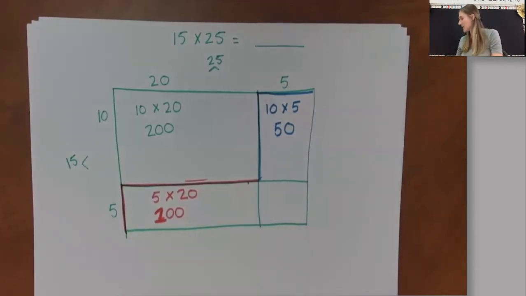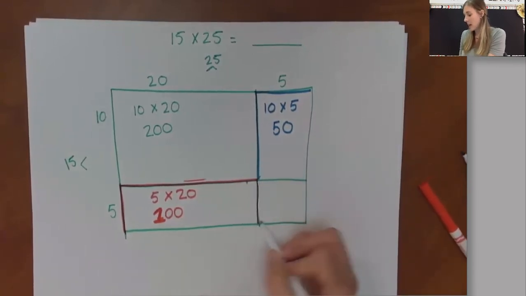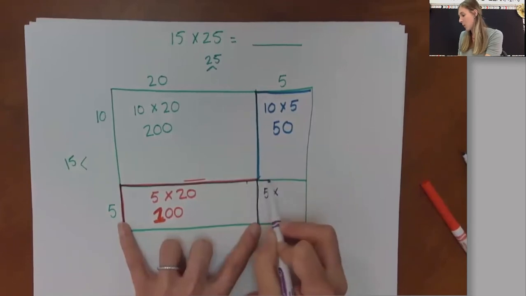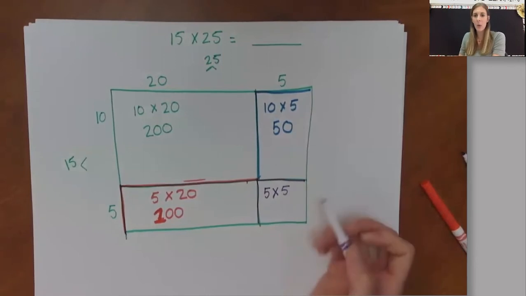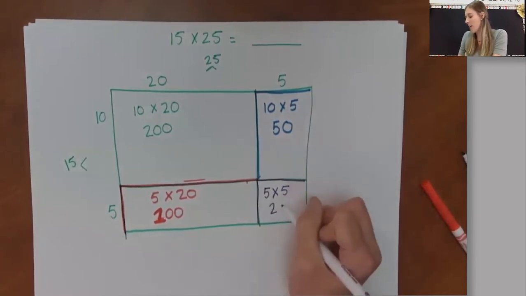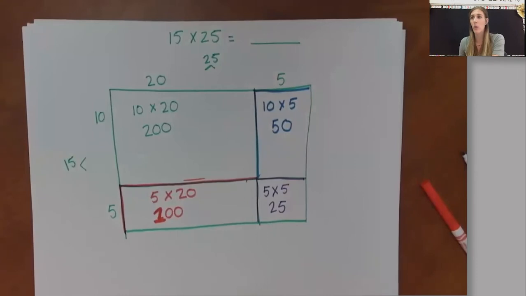And then our last section, our length here is going to be 5 times our width here is going to be 5. And that's just a basic fact that we should all know. 5 times 5 is 25. Excellent.